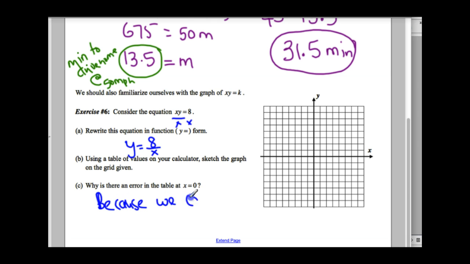Remember, anytime you divide by 0, it becomes undefined. That's impossible for us to do.